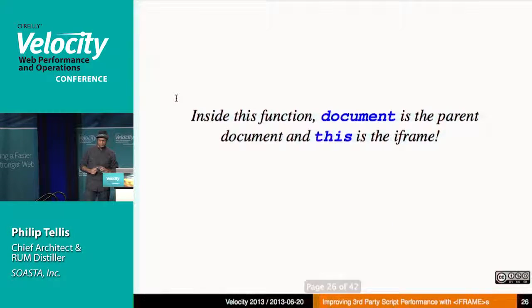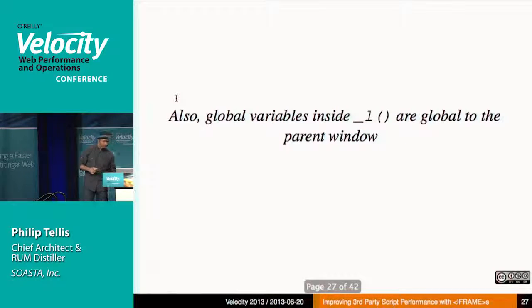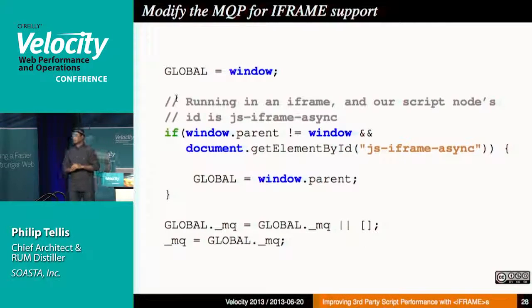And so once we're inside that script, we still have two windows to deal with, right? We want our script to interact with the parent page, so it needs to have a handle to the parent window. So essentially what we do inside our script, we add some more code to the method queue pattern. We first create a global variable. Notice I don't use the var keyword there, so that it's forced to be global to the entire iframe. And I alias that to window.